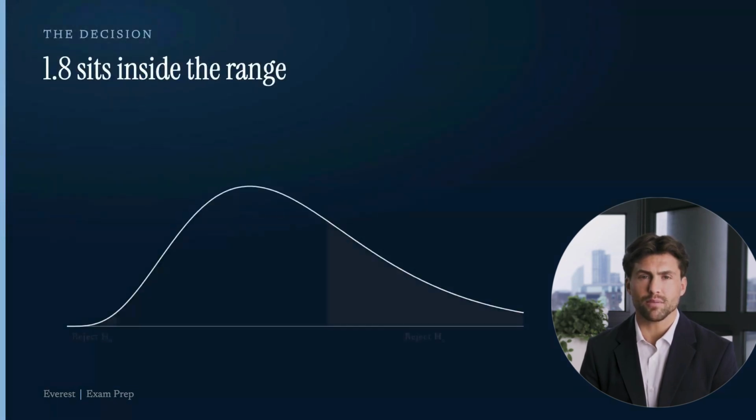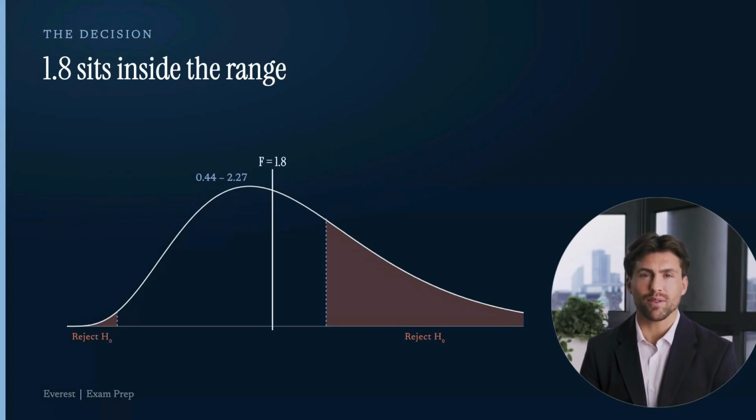The F statistic is really just asking one plain question. How many times bigger is one variance than the other? 18 over 10 is 1.8. The first strategy's variance is 1.8 times the second's. With 24 and 24 degrees of freedom, the two-tailed critical values at 5% are about 0.44 and 2.27. 1.8 sits inside that range. Failed to reject, the two variances aren't significantly different.